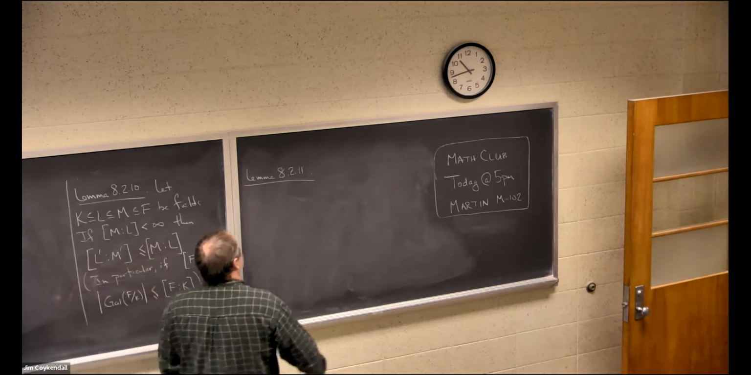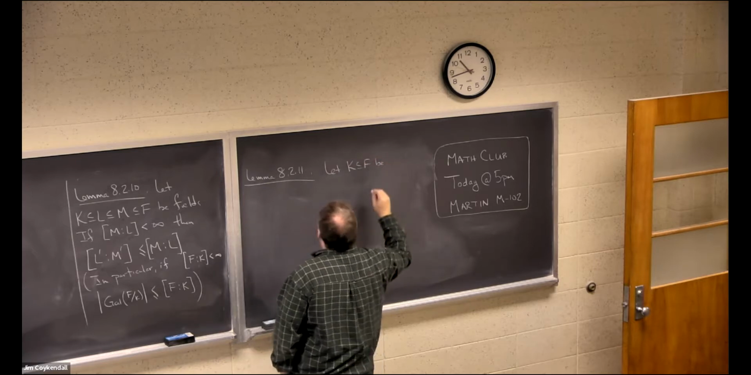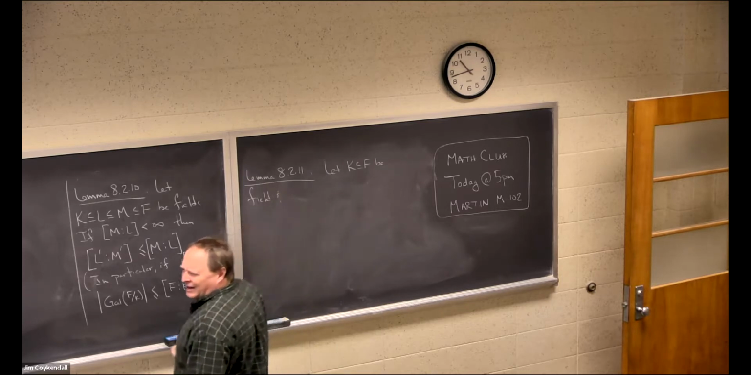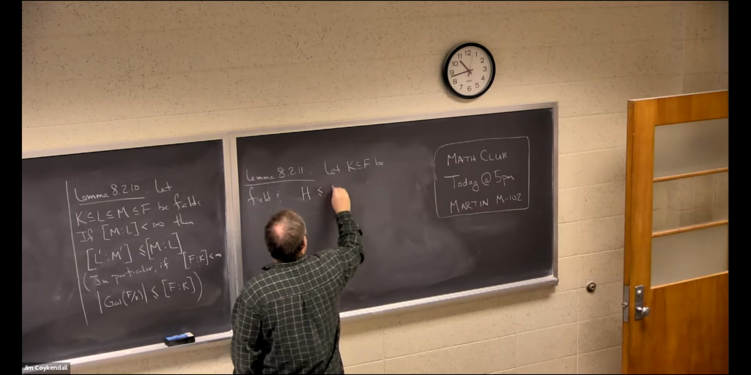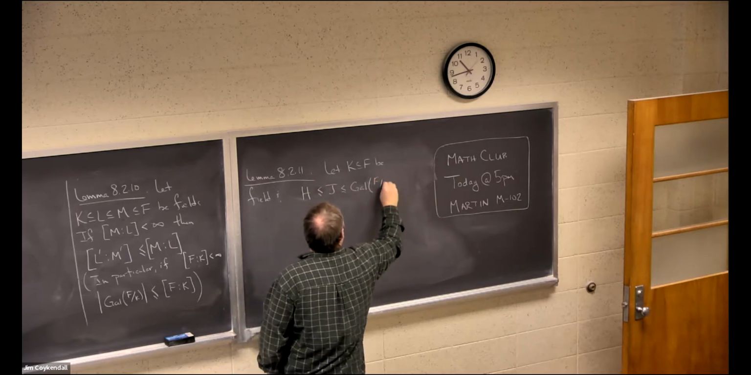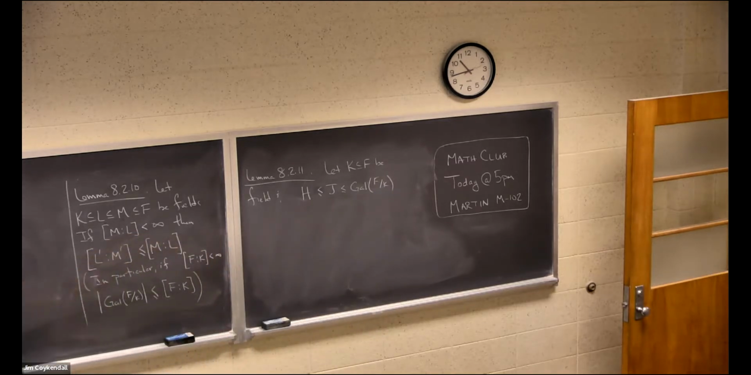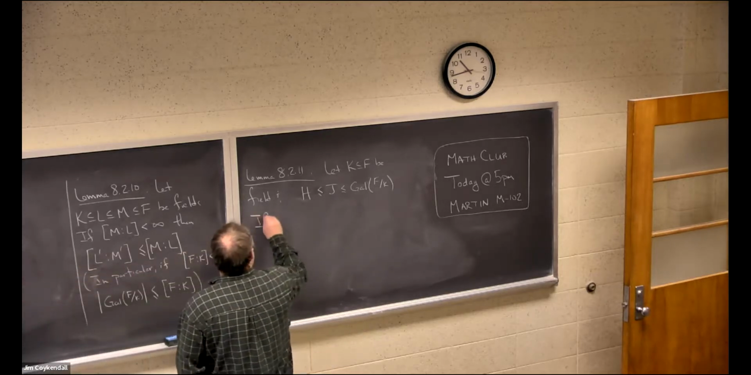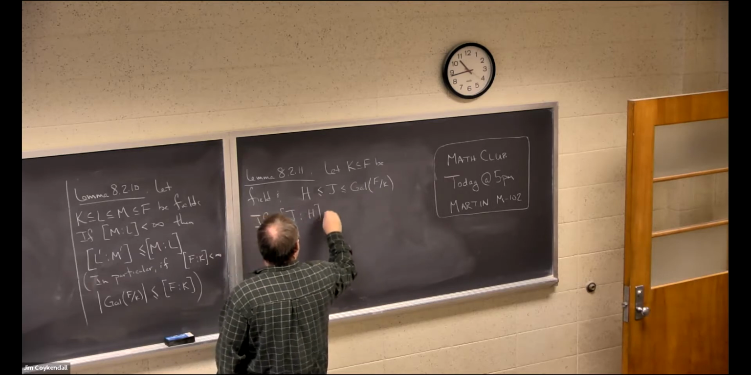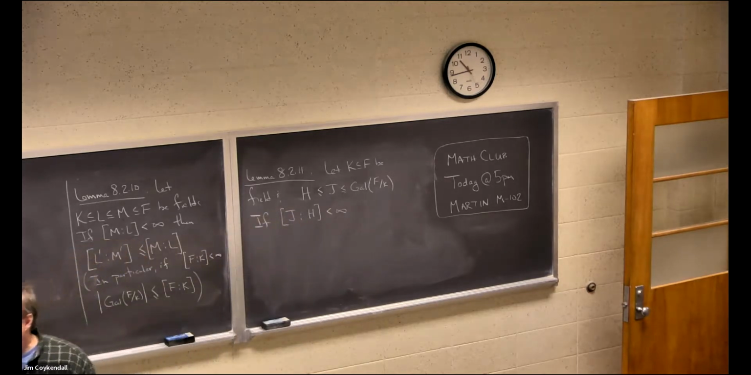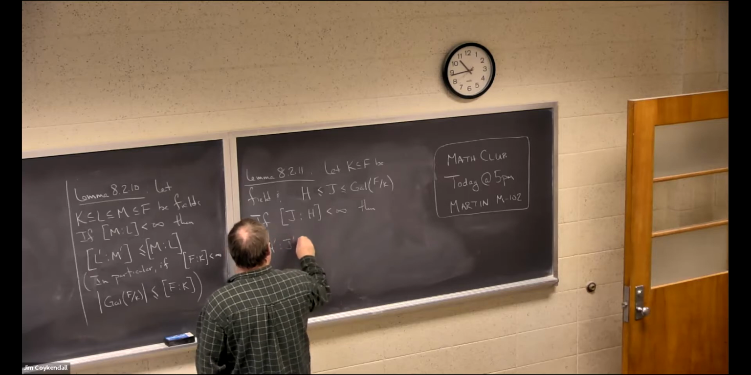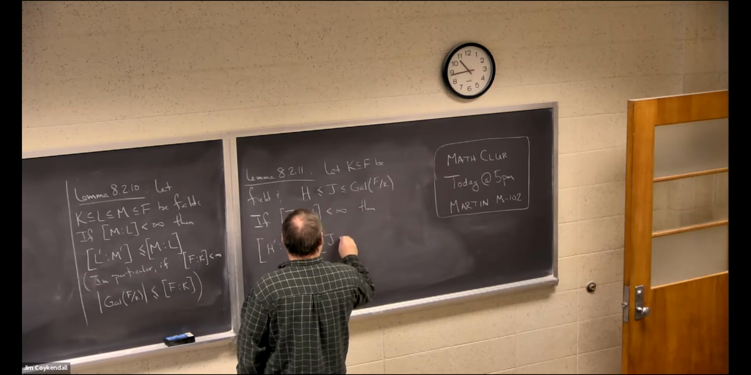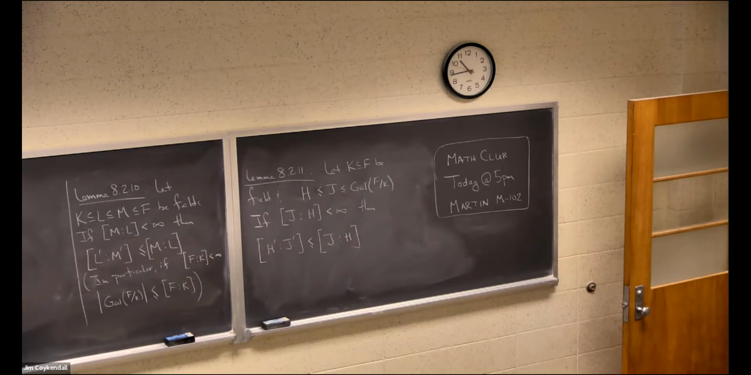Let K and F be fields, and H inside J, subgroups of the Galois group of F over K. If the index of H in J is finite, then the degree of the extension is less than or equal to that index.